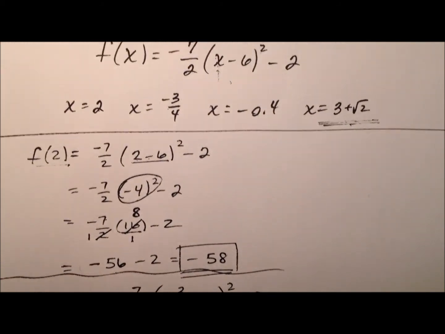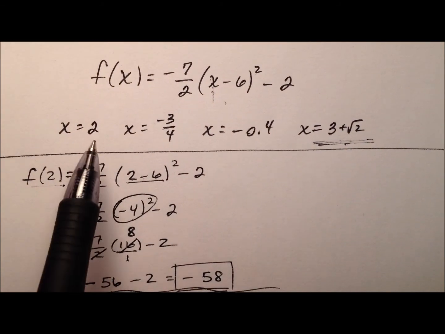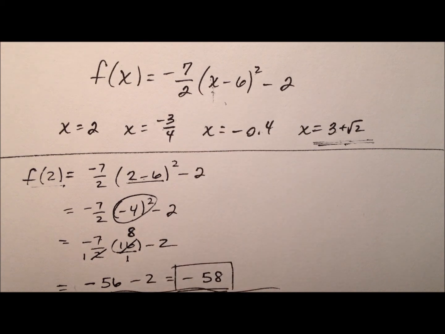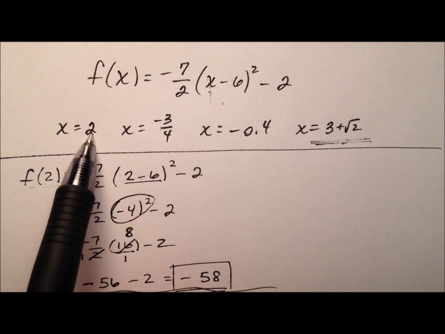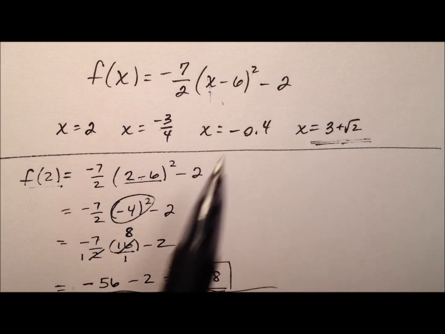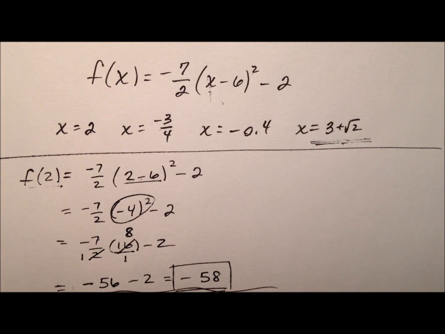So fairly quickly we went through that, and it was to show you just how to evaluate some different values for this quadratic function in vertex form. We used a whole number, this 2, which was nice, a little fraction, a decimal, and an irrational number. So there's that example.